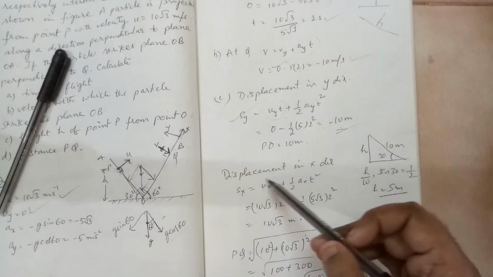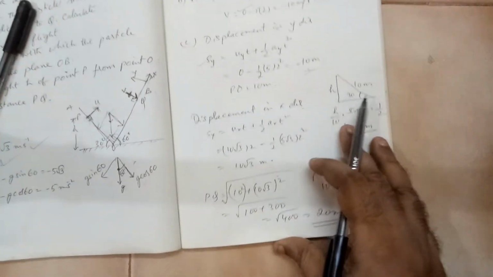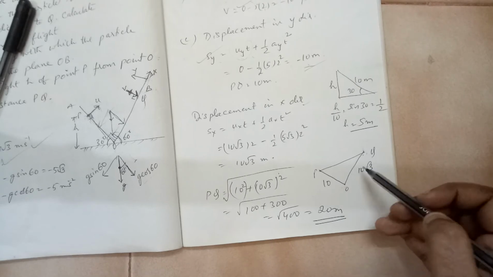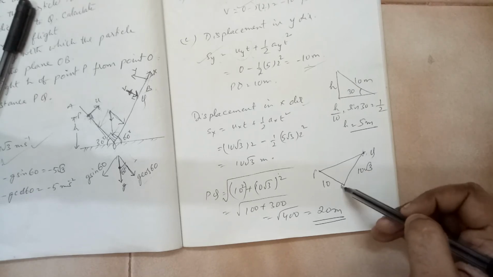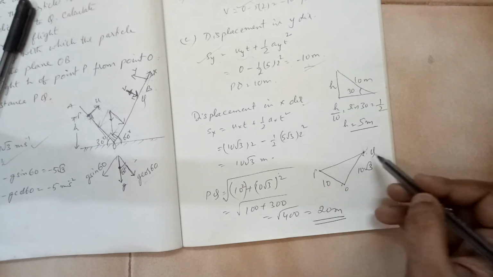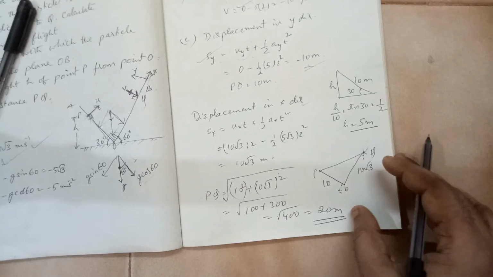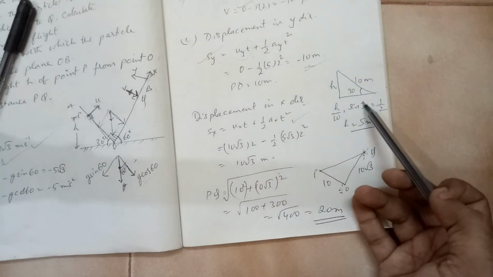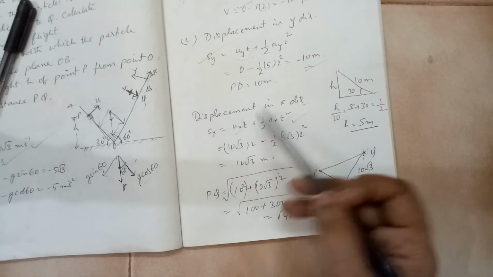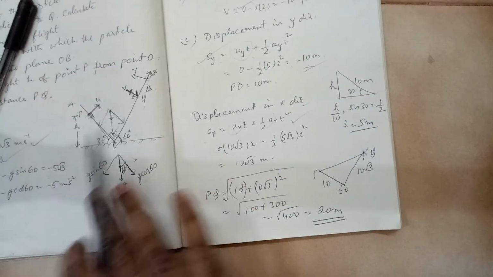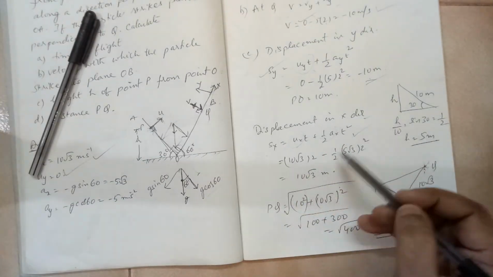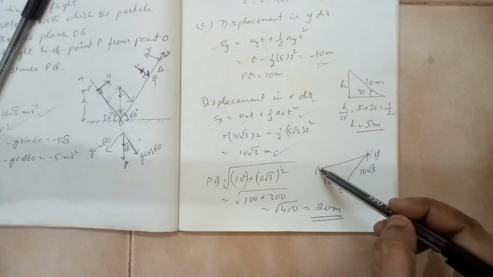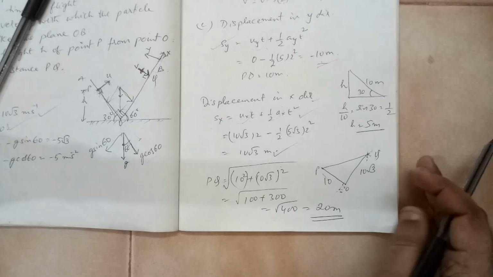Now you have to calculate the displacement in the x direction. It started off here and fell off here. So what is the x displacement? It will be this dimension, OQ. This is B, this is Q. OQ is the displacement in the x direction. Again we can use the same formula, S is equal to ut plus half at square. You have to put ux, which is 10 root 3 times 2. Ax you have worked out, it is minus 5 root 3. When you simplify all these things, you get 10 root 3 meters. So you have calculated the displacement in y and displacement in x.